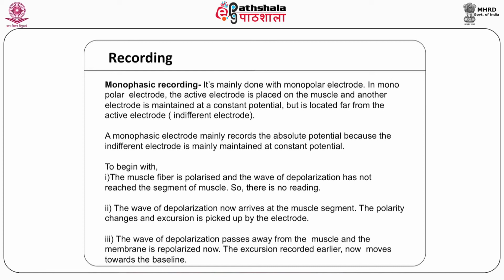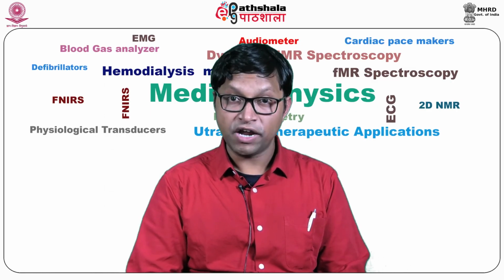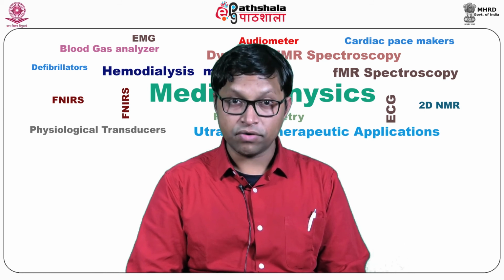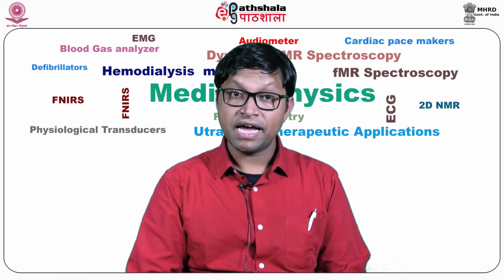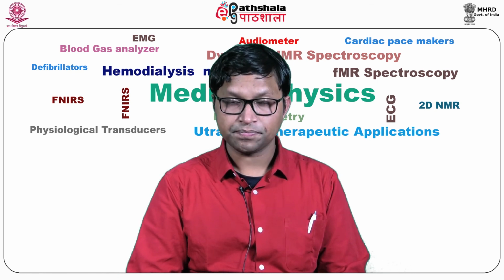The wave of depolarization now passes away from the muscle and the membrane is repolarized now. The excursion recorded earlier now moves towards the baseline. The action potential has now moved away from the vicinity. Thus, the recording now reaches the baseline, and that is how a monophasic recording takes place.